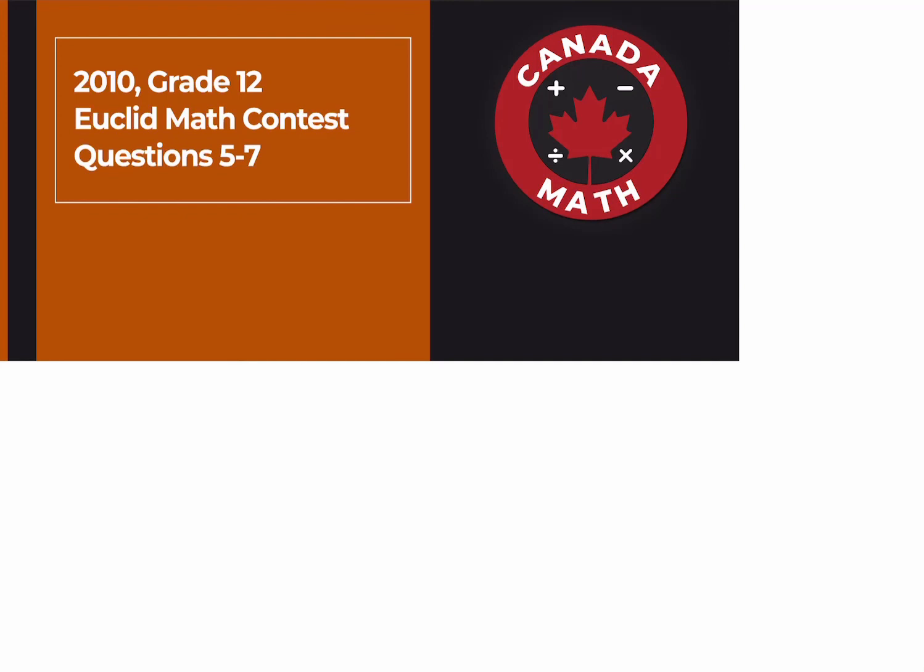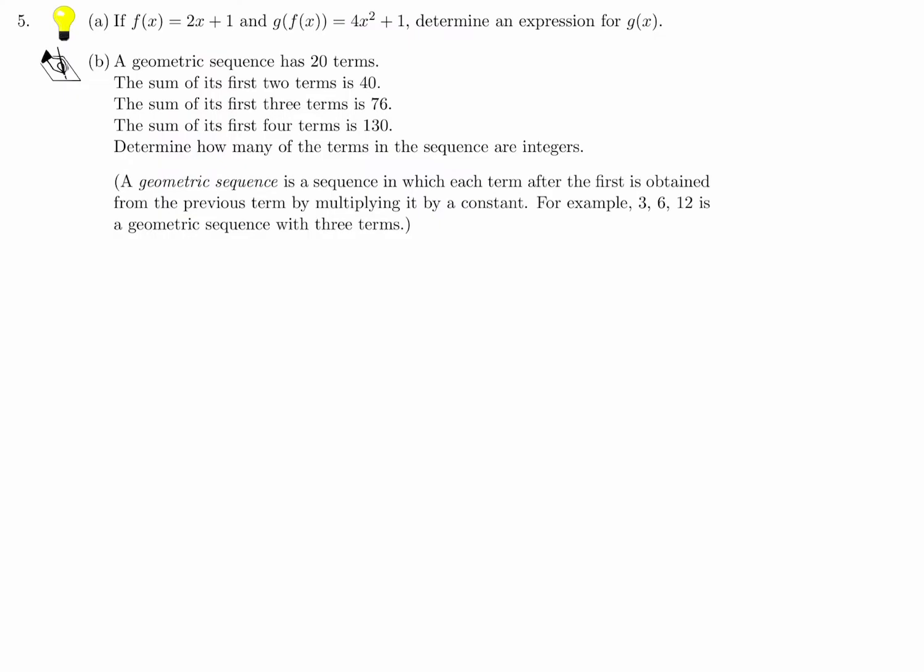Questions 5 through 7 on the 2010 grade 12 Euclid Math Contest. If f(x) is equal to 2x plus 1 and g(f(x)) is equal to 4x squared plus 1, determine an expression for g(x).